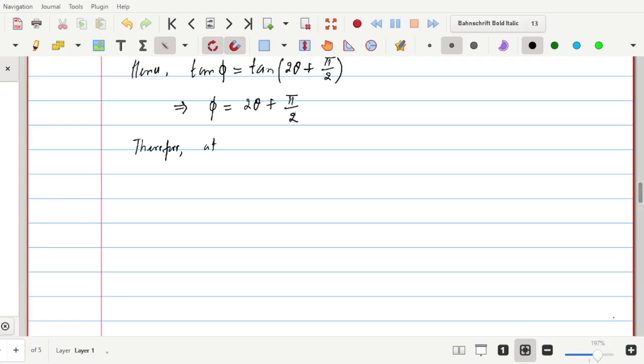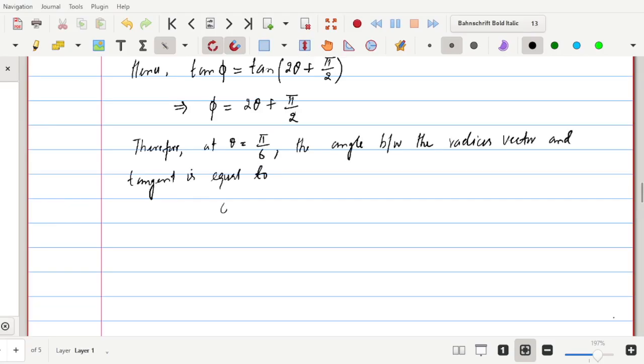Therefore at theta equal to pi by 6, the angle between the radius vector and the tangent is equal to pi, which is equal to 2. Now substitute theta equal to pi by 6 here, so it's 2 into pi by 6 plus pi by 2, which you can clearly see becomes pi by 3 plus pi by 2, and this can be computed to be equal to 5 pi by 6. So this is how we evaluate the angle between the radius vector and the tangent vector. Now the third part will be left as an exercise.